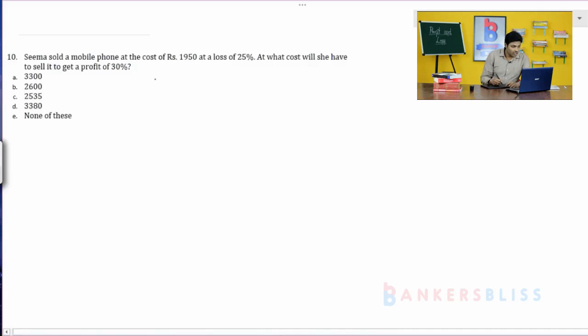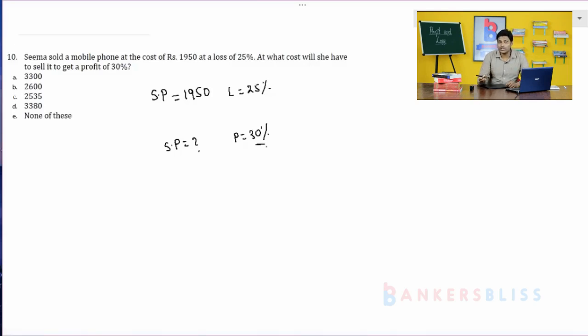So, what have they given? They have given that the selling price is rupees 1950. When is the selling price 1950? When loss is 25%. Next, what are they telling? What is the selling price when you have to get a profit of 30%? So, to get a profit of 30%, you have to calculate the profit amount and add it to the cost price to get the selling price. So, do you know the cost price? No. If you don't know the cost price, then how can you calculate the selling price? So, that is the question.